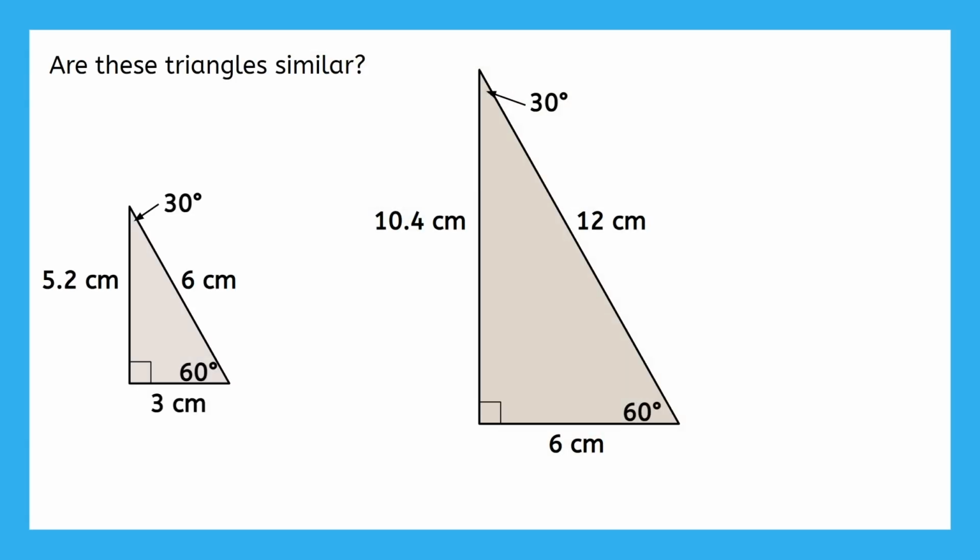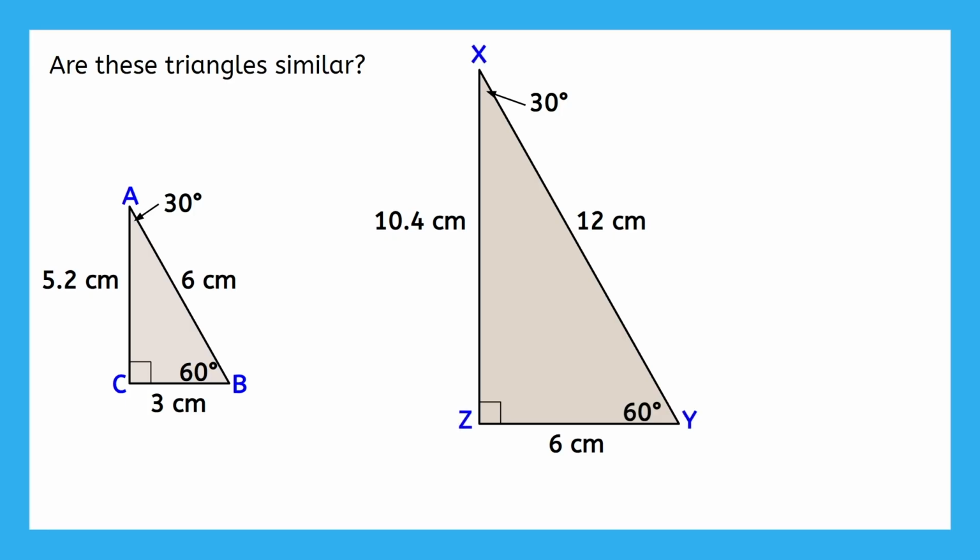Here are the triangles with their side lengths and angle measures. I'll name these triangles so we can more easily compare them. The smaller one can be triangle ABC, and we don't know whether the triangles are similar yet, so I'm going to use different letters to name the larger triangle. We'll call it triangle XYZ.